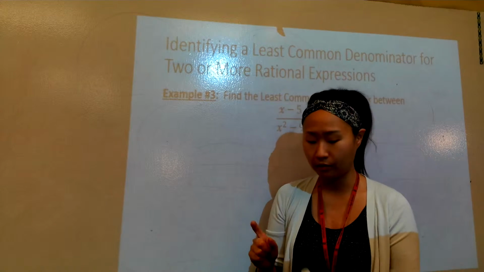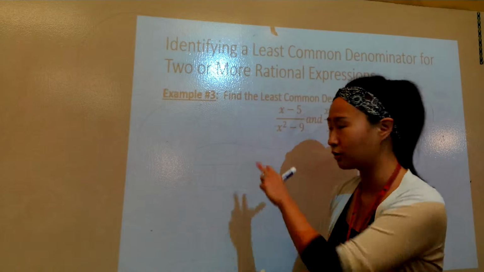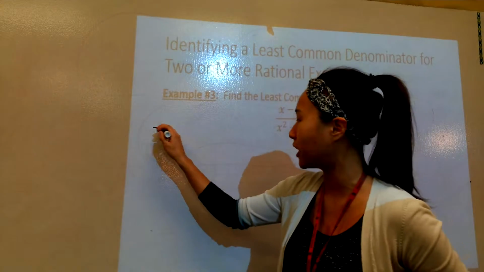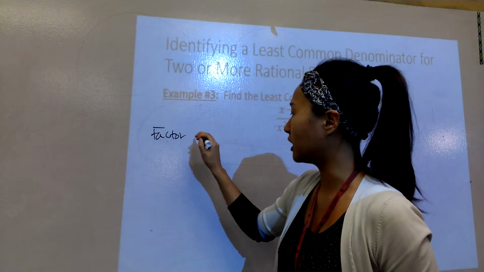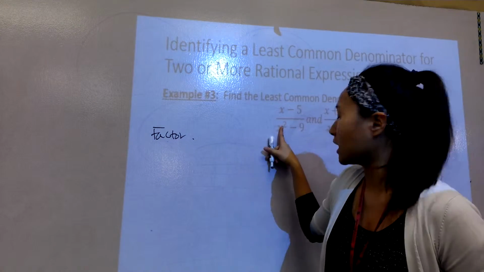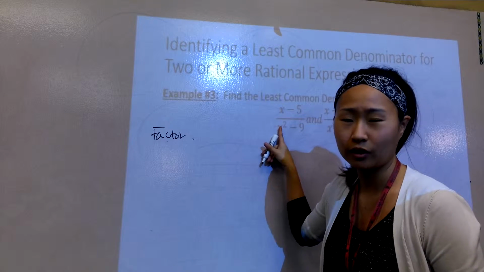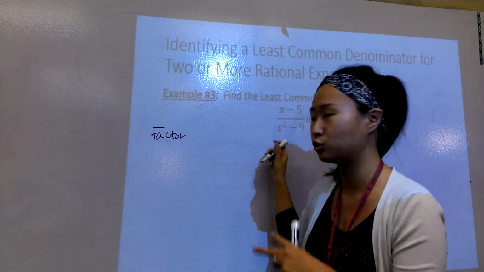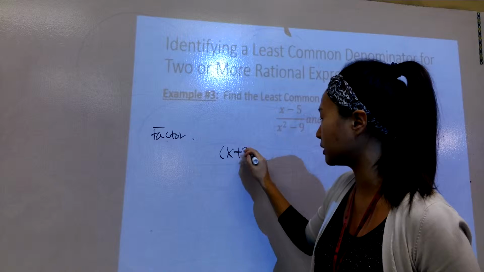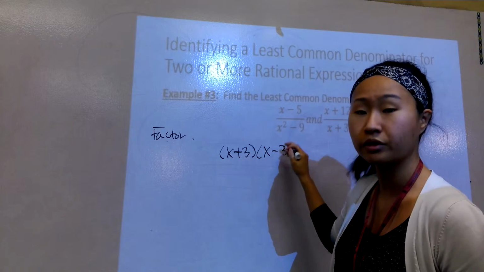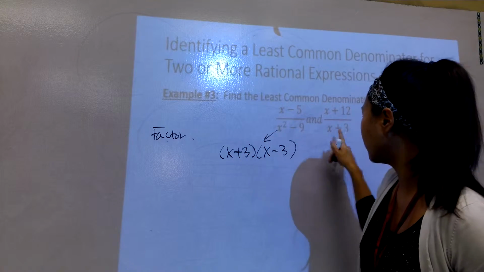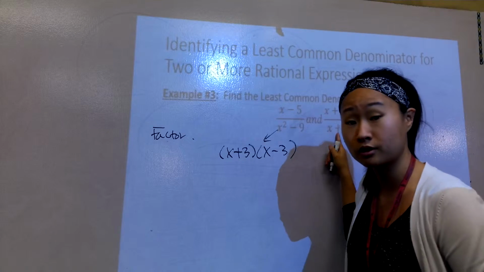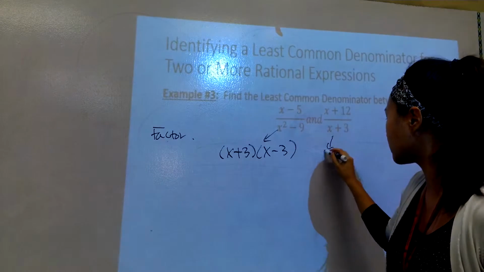So the first step of finding the least common denominator when it looks like an expression is to factor your denominator. So I look at x squared minus 9. How do I factor x squared minus 9? That is a difference of two squares. It will be x plus 3 times x minus 3. What about the second rational expression, x plus 3? That's just going to be x plus 3.